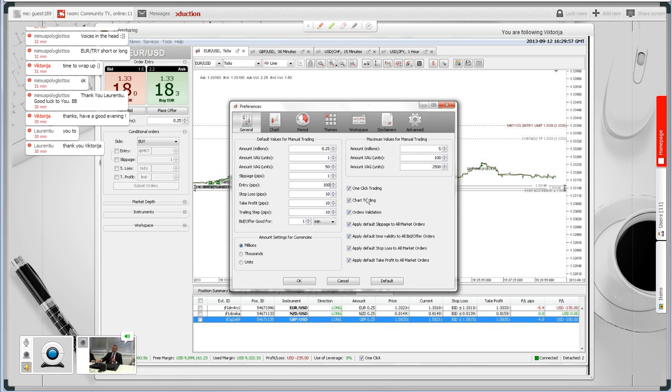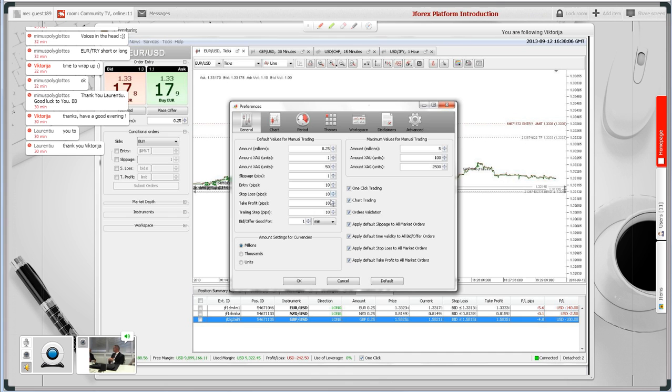What I can do is also say I put 10 pips difference with the market price, but I put 100 pips stop loss and 100 pips take profit. This is possible. This is really up to you, up to the market, up to the way you like to trade. And I cannot tell you, no, you have to do this.